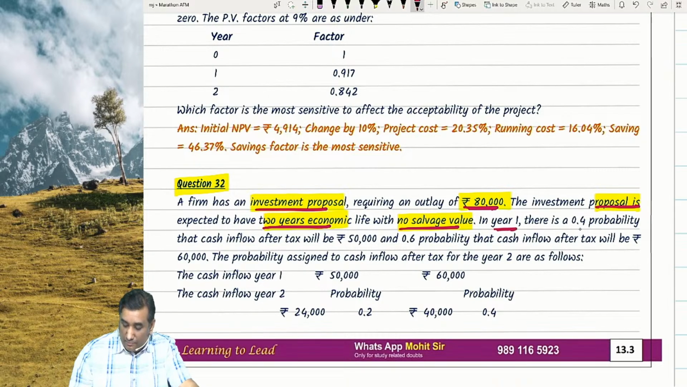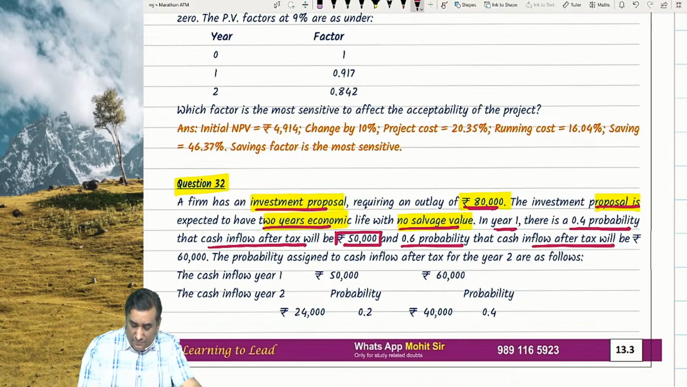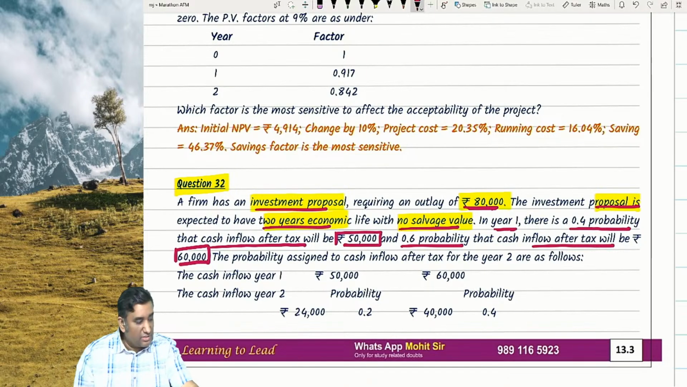In year 1, there is a 0.4 probability that the cash inflow after tax will be 50,000. CFAT would be 50,000 with 40% probability, and there is a 0.6 probability that the cash inflow after tax will be 60,000. That means in the first year you earn either 50,000 or 60,000. 40 and 60 are the probabilities.